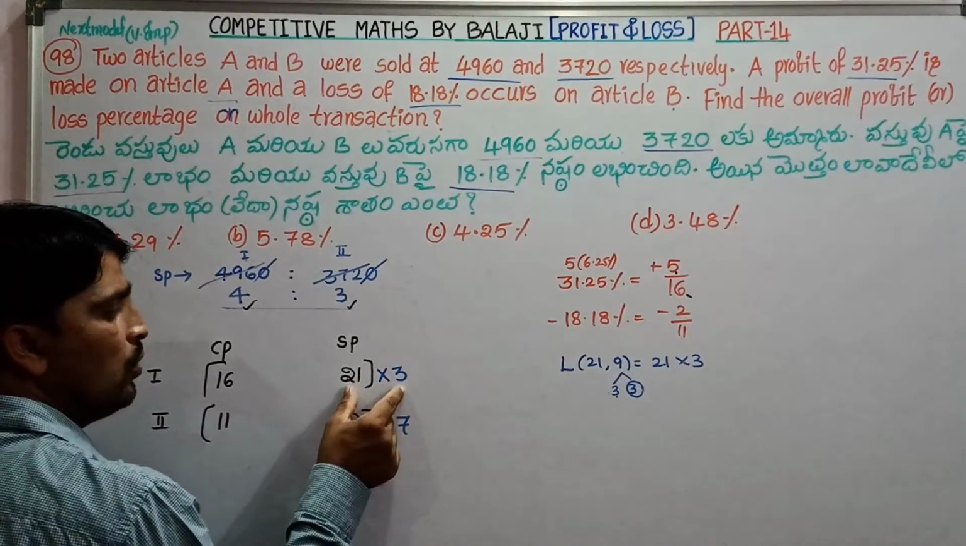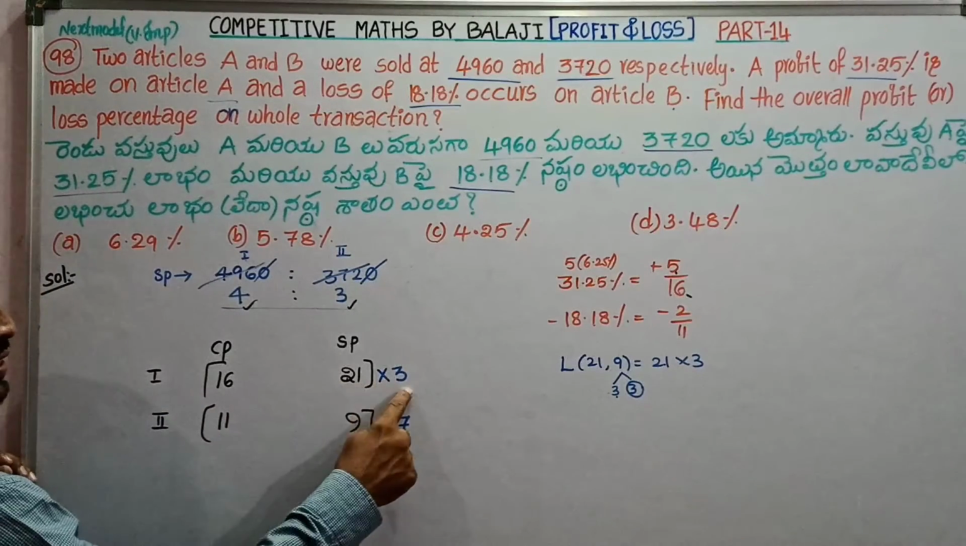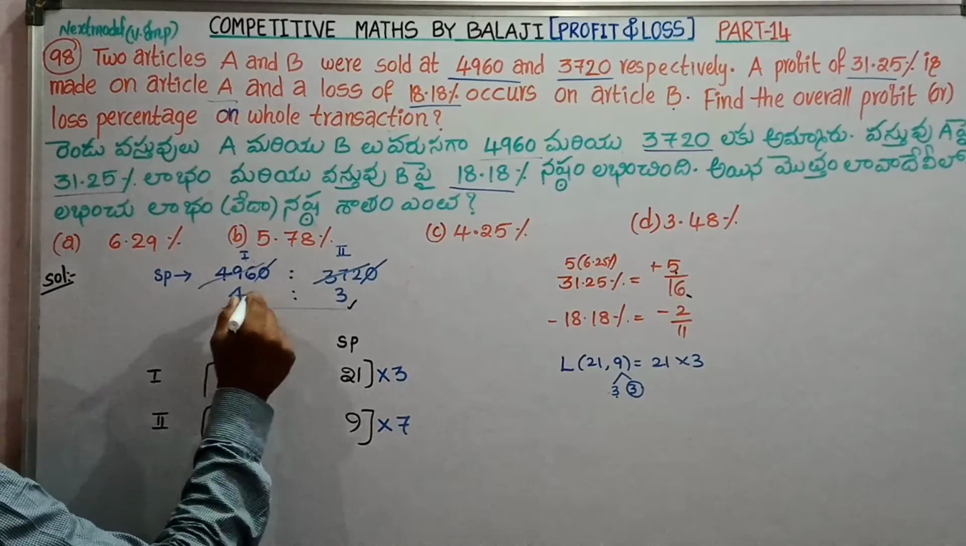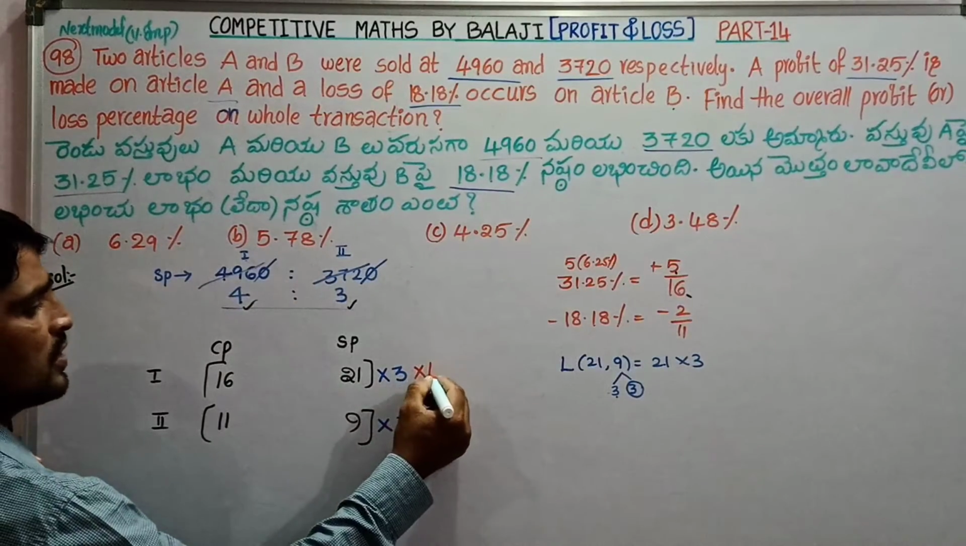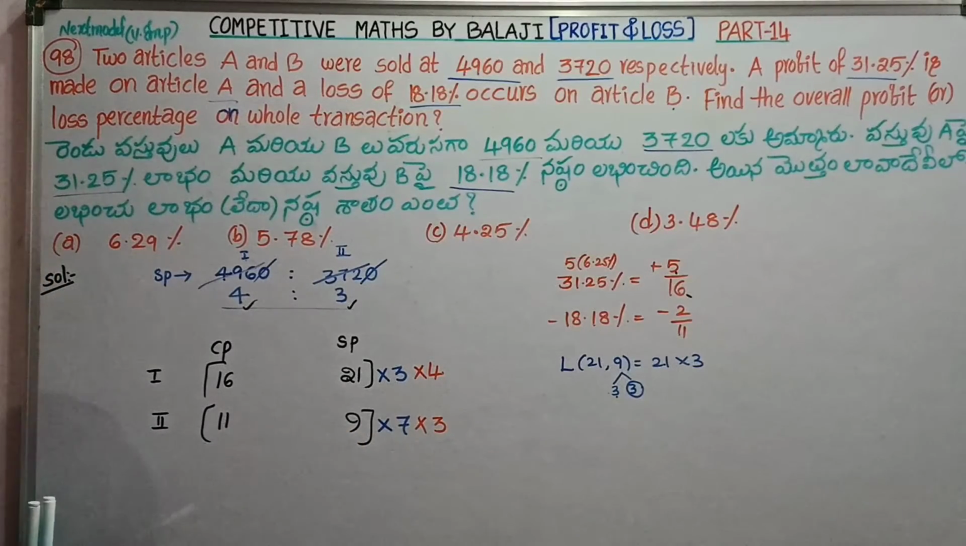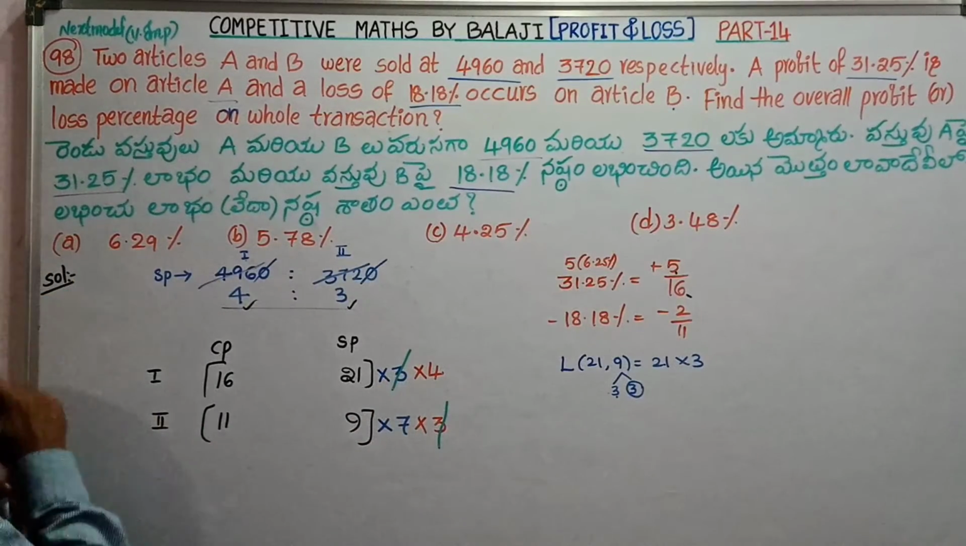Yes. Now, the selling price of both the articles is the same. 21 3s are 63, 9 7s are 63. But they must be in the ratio 4:3. So multiply first ratio by 4, second ratio by 3. Okay? Yes. Now the 3s, equal terms, get cancelled in both ratios.